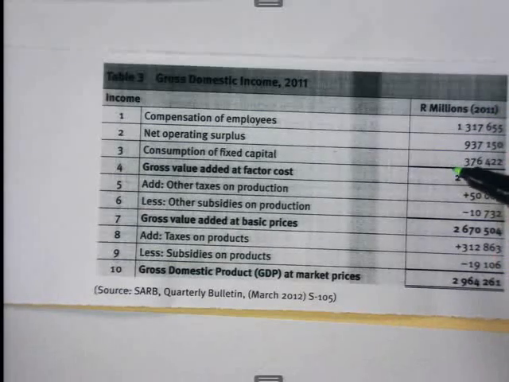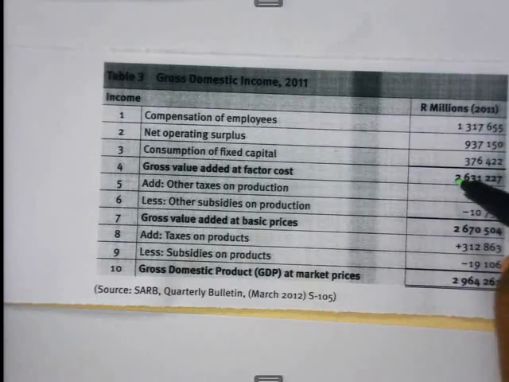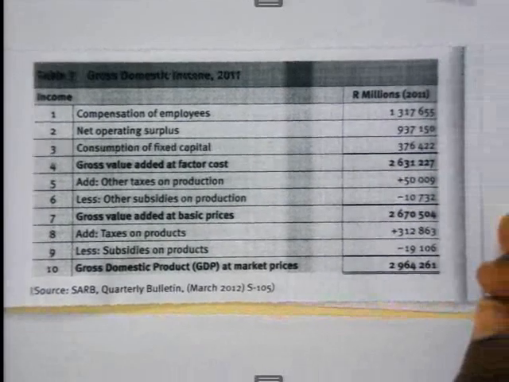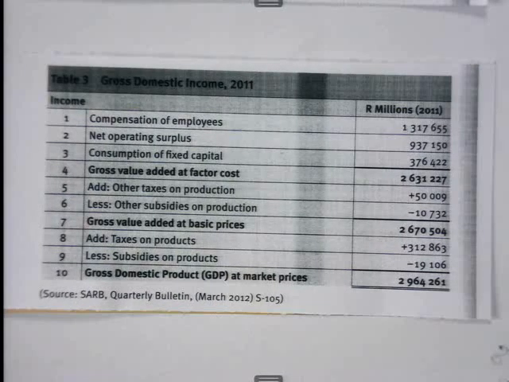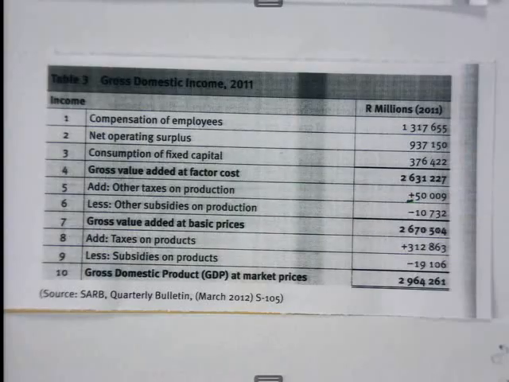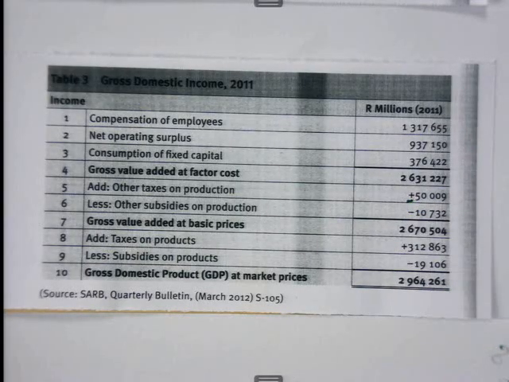Net operating surplus, we add that to consumption of fixed capital. It's going to give us 2,631,227. And then always remember, I said we must add the value of taxes and then we subtract the value of subsidies. Then we're going to get the value added at basic price.